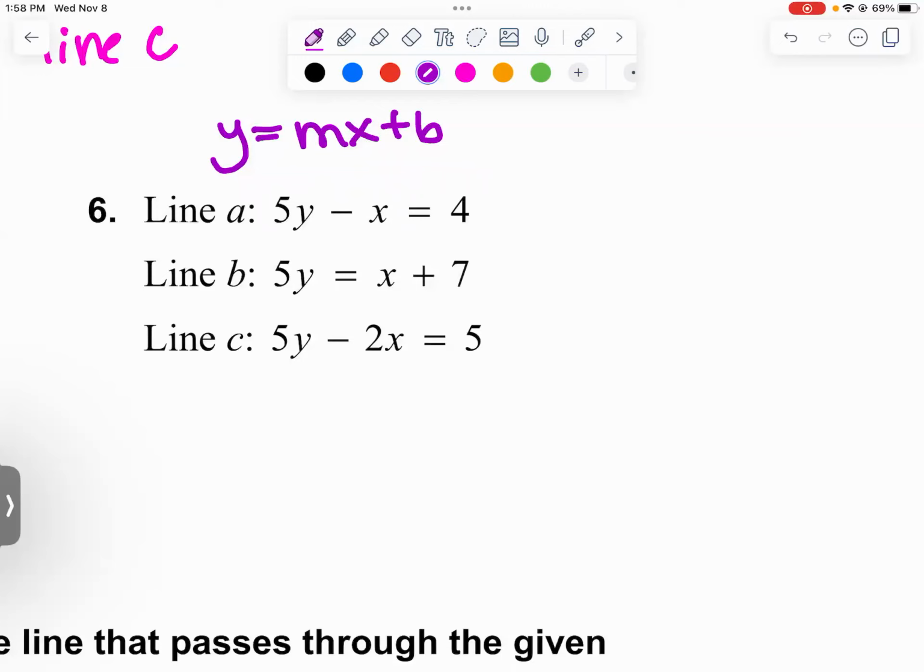Okay? Are any of these solved for y equals? On B. Yeah, like sort of. I would not say any of them are. But line B is going to be the least amount of work, right?